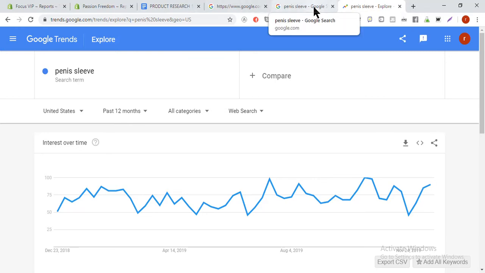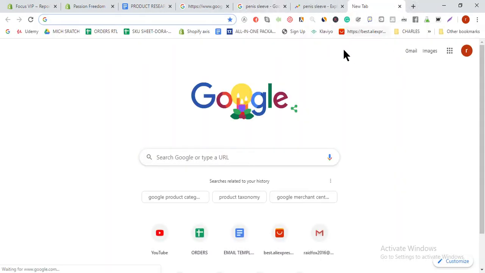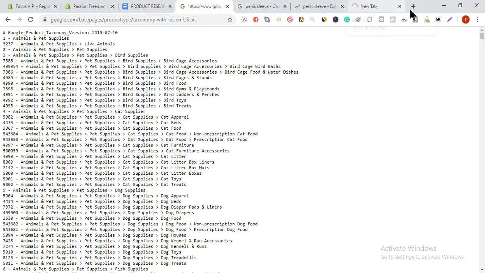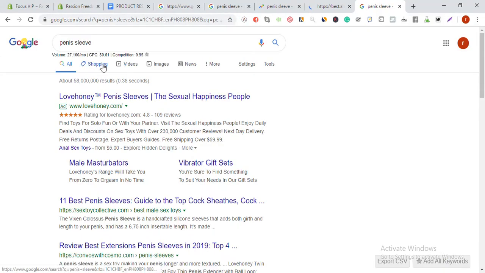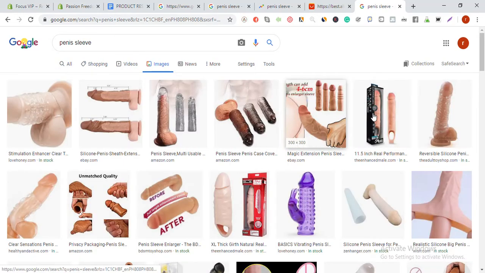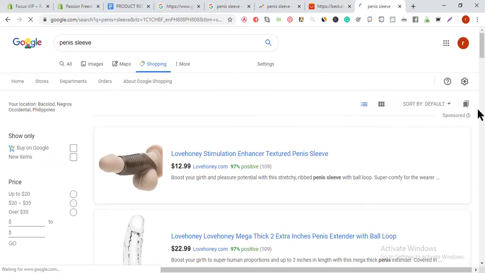So, trends and searches, we're past that. We're good with that. Let's check as far as if it's competitive enough or not. So, let's go to Google again and let's go to shopping. We can't find any ad here because it's an adult item. So, let's go here. Sorry, shopping. Okay. So, here, they're selling it for $12.99. Let's check how much they're charging for the shipping fee.